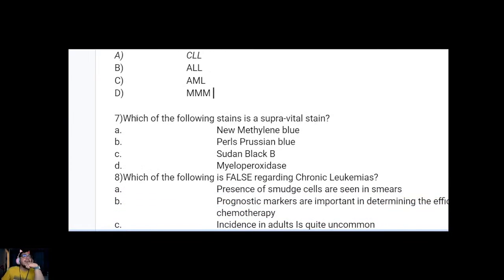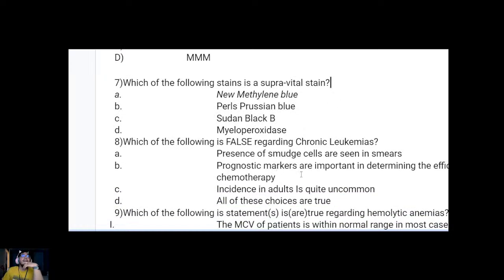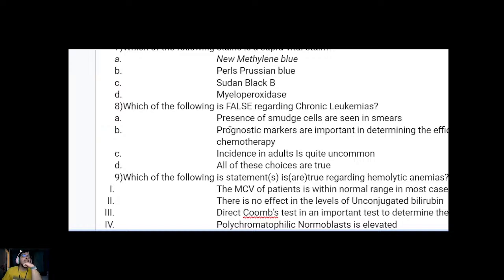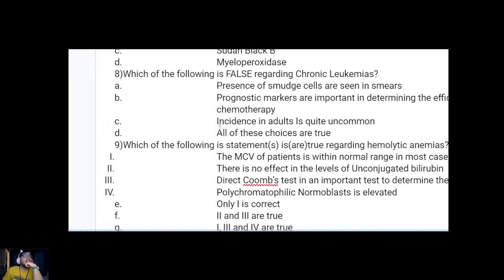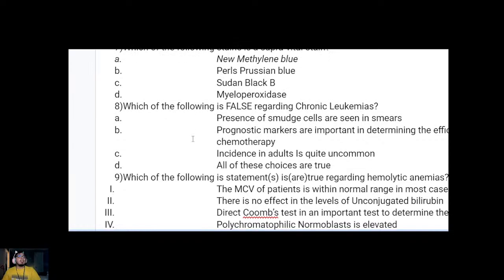Now, which of the following stains is a supravital stain? Sinagot ko na yan kanina, new methylene blue. Okay? Yun lang yung pwede nyo gamitin. Or malachite green. Yeah, malachite green for supravital staining. But anyways, let's move on to the next one kasi ang dami naman nakatama na sagot sa new methylene blue.